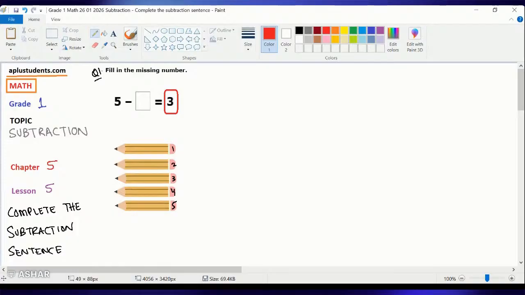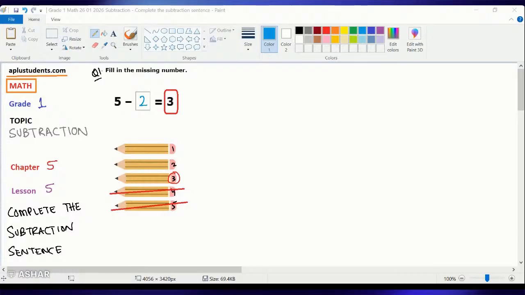That means in order to have 3, we would remove 1. 4 are left. We remove 1 more. How many are left now? We can see 3 are left. That means we removed how many? We removed 2, right? So the subtraction sentence is 5 minus 2 would be equals to 3.